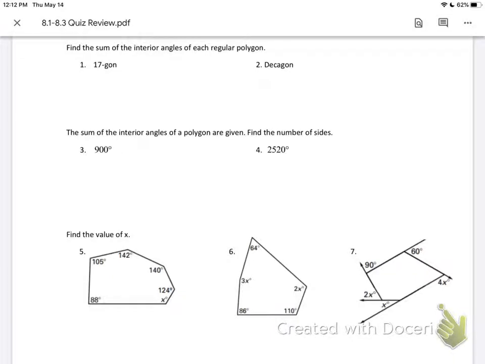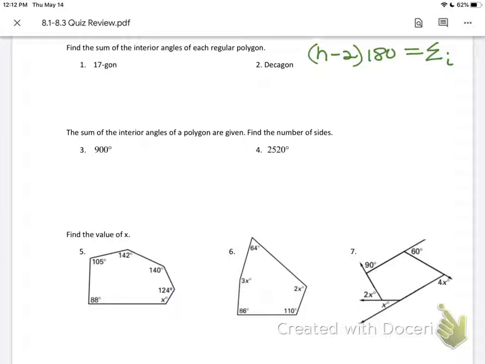Okay, in this video we're going to go through the review for 8.1 to 8.3. So the first problem talks about finding the sum of the interior angles of each regular polygon. The formula you want to be using is n minus 2 times 180. That will give you the sum of the interior angles.